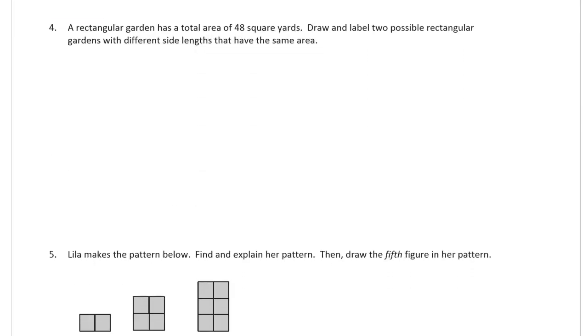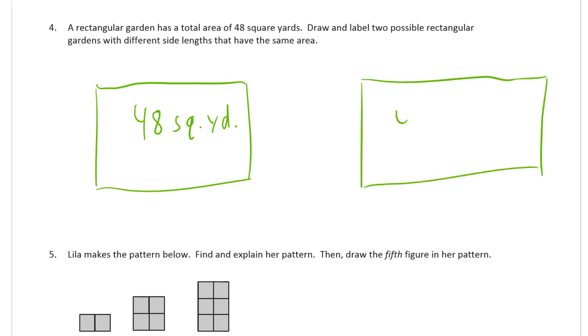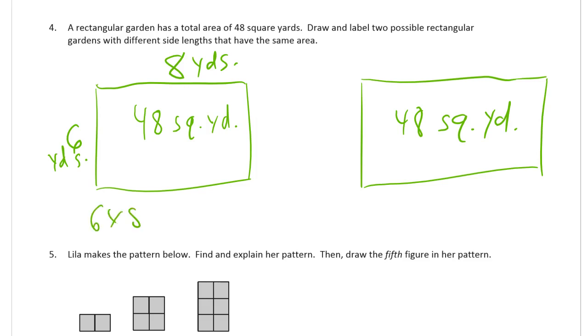A rectangular garden has a total area of 48 square yards. Draw and label 2 possible rectangular gardens with different side lengths that have the same area. So I'm just going to draw 2. 48 square yards. And here's another one. So we need different factor pairs for 48. 48 might be familiar to you. It's 6 times 8. So that's in yards. And I'll write 6 times 8 equals 48.